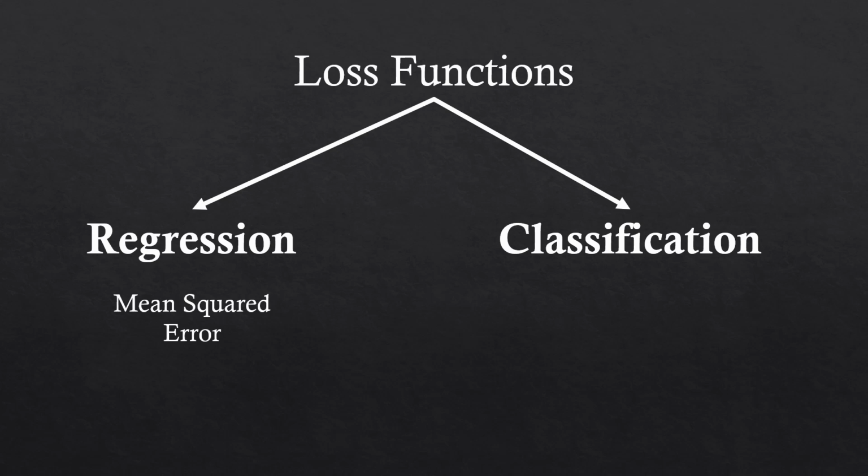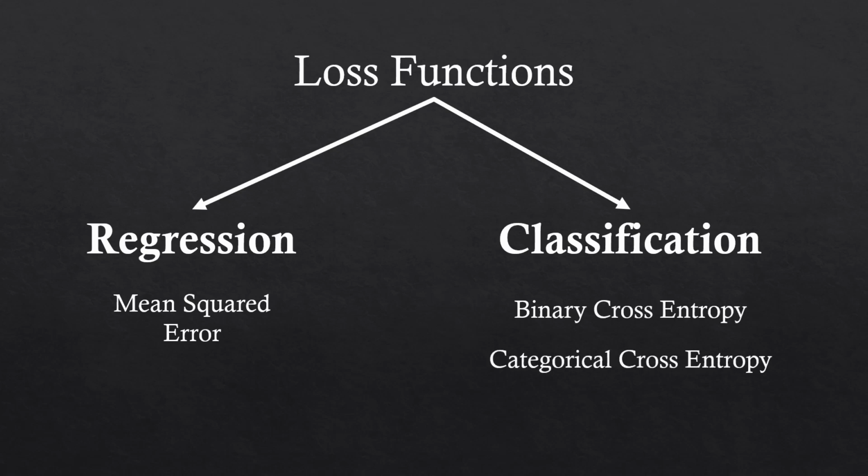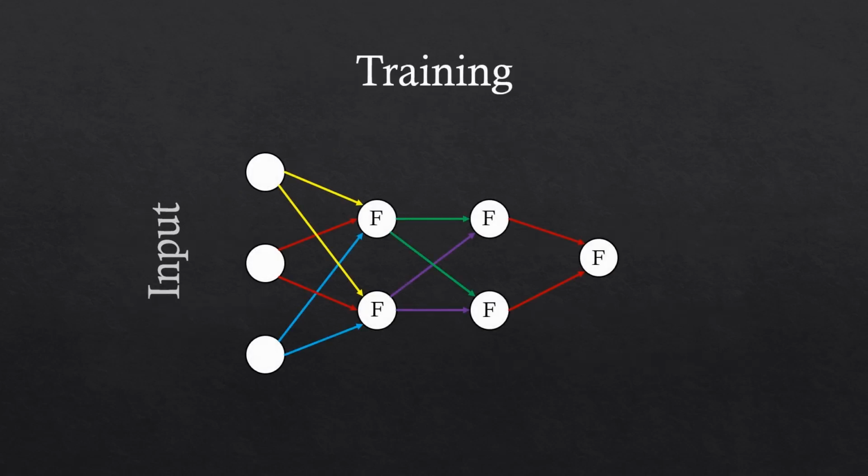The other task, classification, involves classifying an object with certain input parameters into two or more classes. For these tasks, the two most common loss functions are the binary cross-entropy loss and the categorical cross-entropy loss. Now, so far we have explored the predictive capabilities of a neural network.